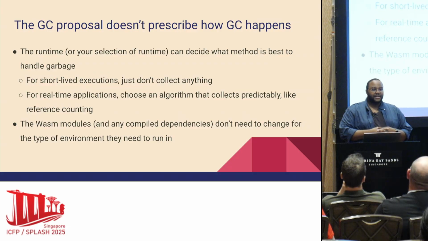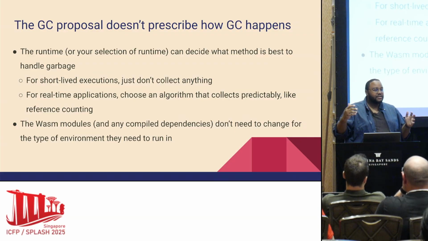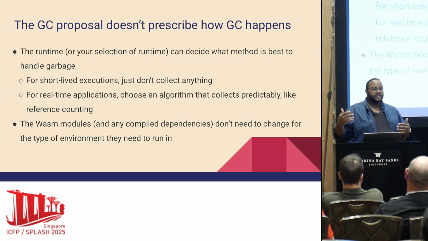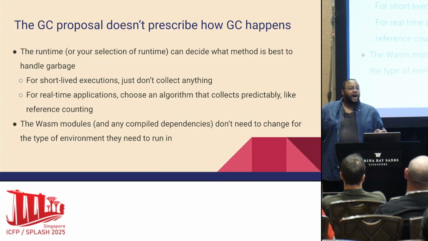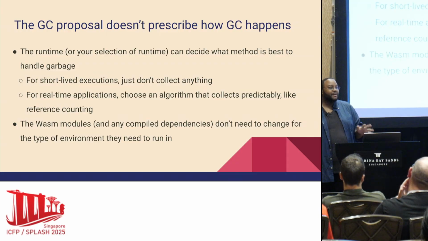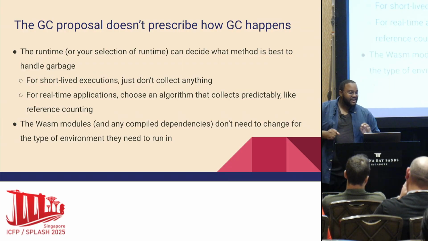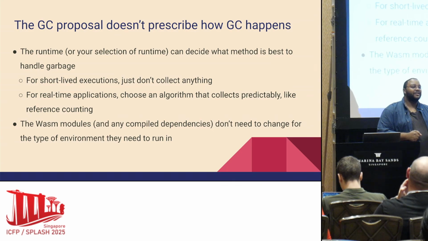But if you've got a real-time application, something that's really intense, it needs to run continuously, maybe you want to have something like a reference counting algorithm, where you amortize all the garbage collecting over the course of your program, so you make sure that, okay, this is always going to run very consistently. Versus if you want something to be really high performance and you don't mind pauses, you can have a massive mark and sweep GC, that's fine. But this is completely up to the runtime that you run in, right? This is not you doing something to your WebAssembly module to change how that works. And so that's a big deal. Your WebAssembly modules and any compiled dependencies that are in there don't need to change for the type of environment that your code is going to run in.